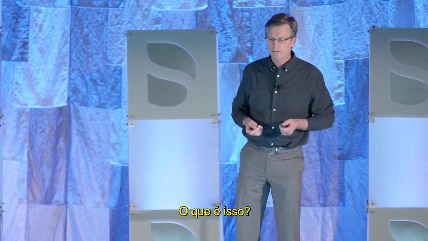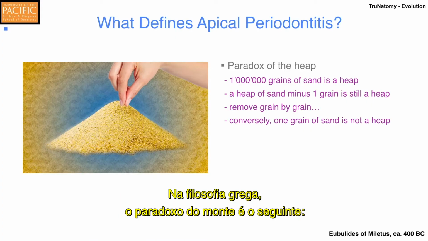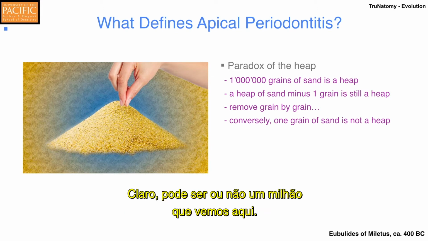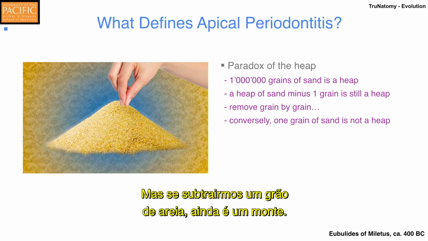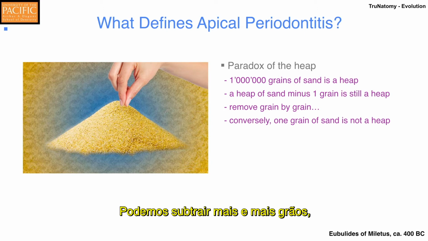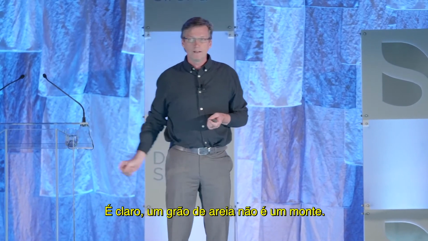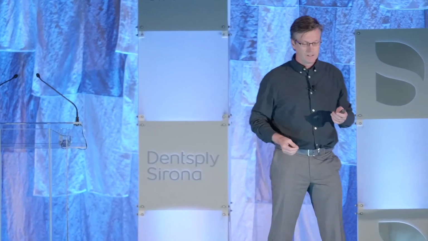So what is this, right? In Greek philosophy, the paradox of the heap is the following. 1 million grains of sand will form a heap. Of course, that may not be a million that we are seeing here. But if we subtract 1 grain of sand, it's still a heap. And if we subtract more grains and yet more grains, it still will be a heap. We have to decide at which point the heap stops to exist. Clearly, 1 grain of sand is not a heap.